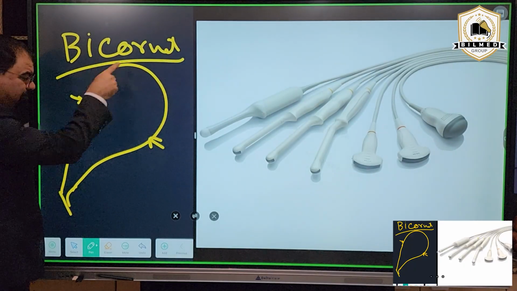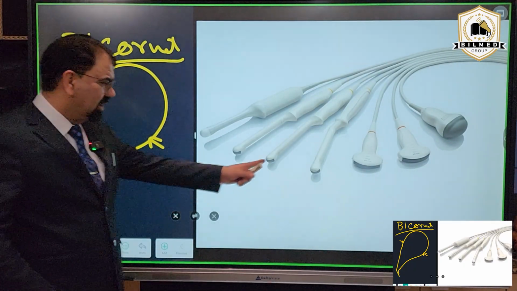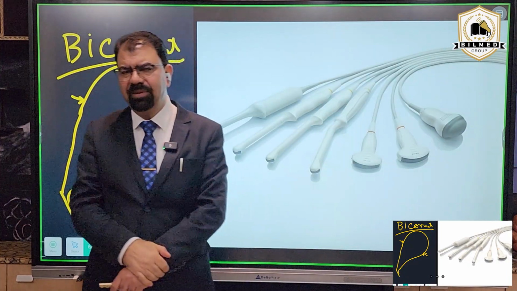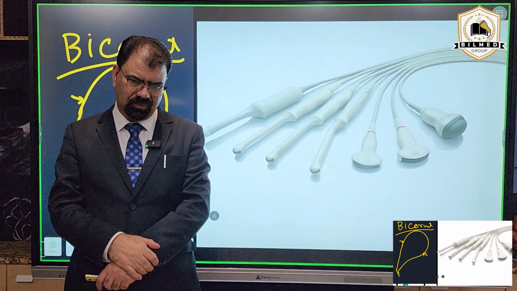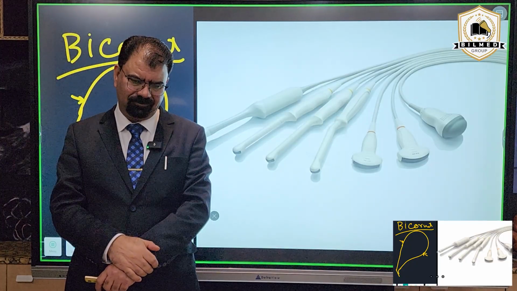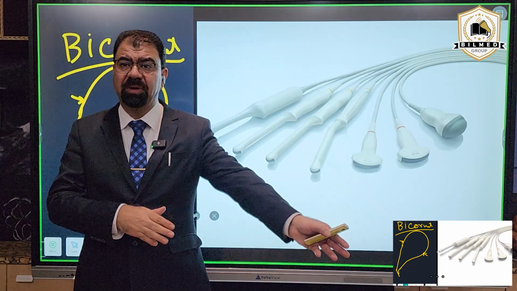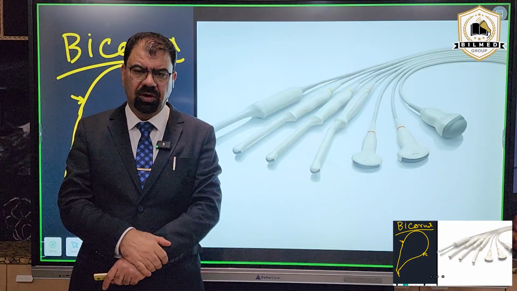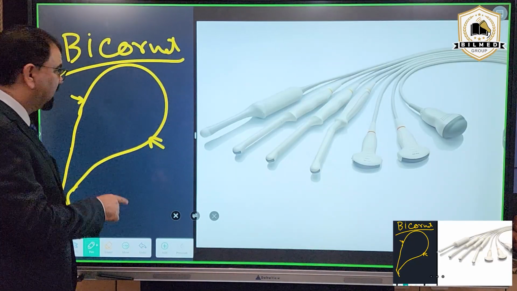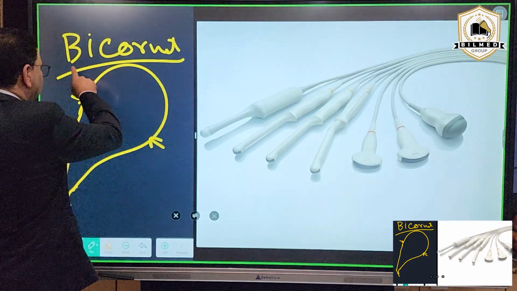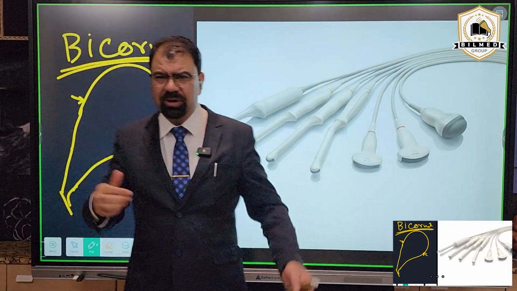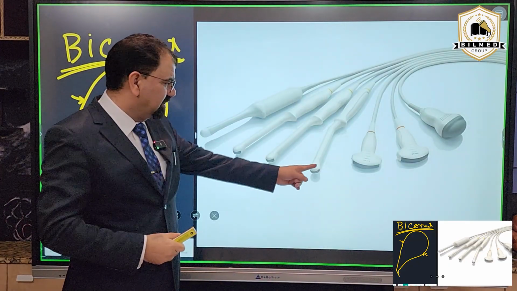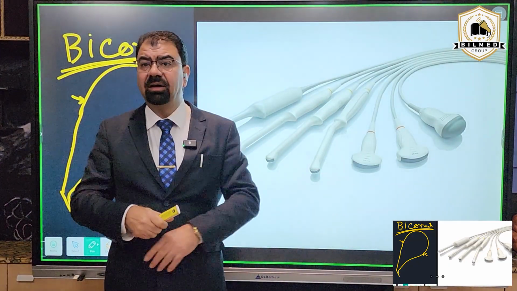Which probe is best for a bicornuate uterus? Is it TVS or TAS? I mean, convex or a TVS probe? Others, post in the respective comment box. Repeating the question, which probe is best for a bicornuate uterus? I mean, to make a diagnosis or to rule out a bicornuate uterus. Is it convex or is it a TVS probe?